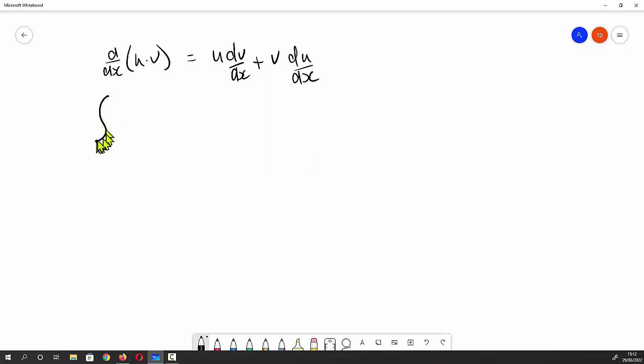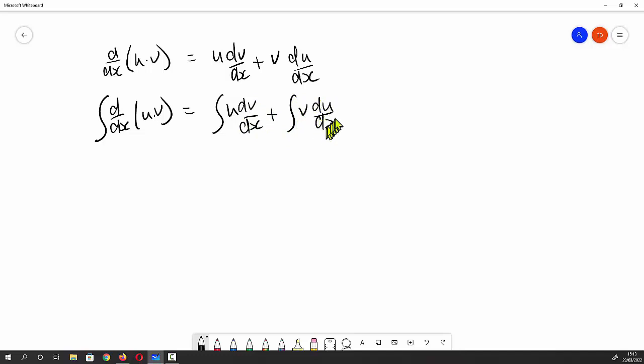From differentiation, we know that d by dx of uv is equal to u dv dx plus v du dx. Now, if we integrate both sides, we get the integral of d by dx of uv, and that's equal to the integral of u dv dx plus the integral of v du dx. Now, we already know that differentiation and integration are inverse operations, which means that these two basically cancel each other out. So we can write uv is equal to the integral of u dv dx plus the integral of v du dx.